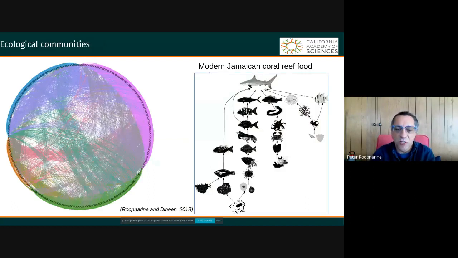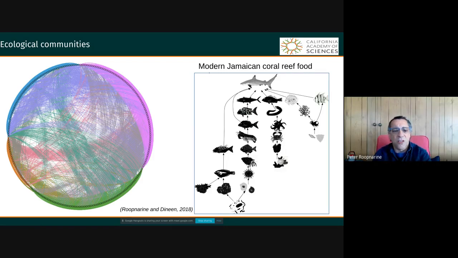The models that we're going to use are food web models. Shown here is a food web model of a very different community, a modern Caribbean coral reef community, this one specifically Jamaica. If we look at that colorful network on the left, all of the little circles around the circumference of the larger circle are individual species. And all of the lines between them are trophic interactions, predator-prey interactions. A coral reef is a very busy place, not just diverse, but energetically very busy.